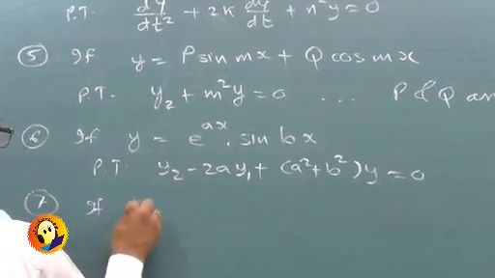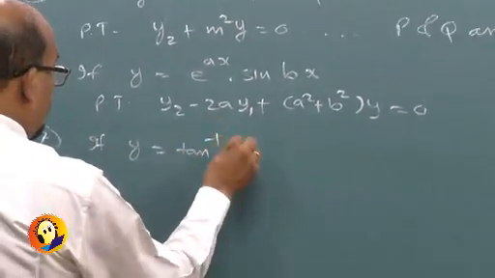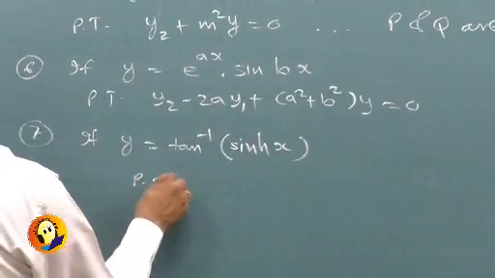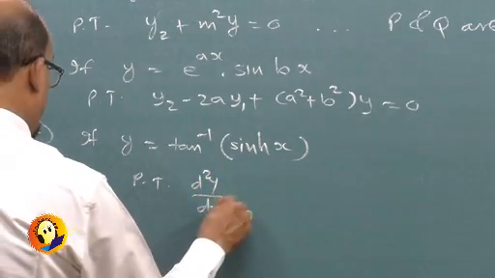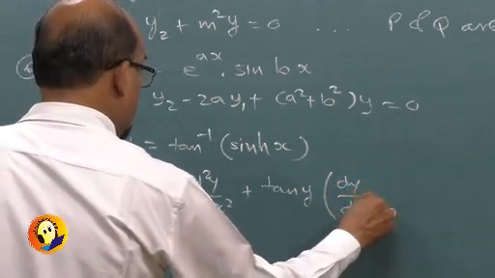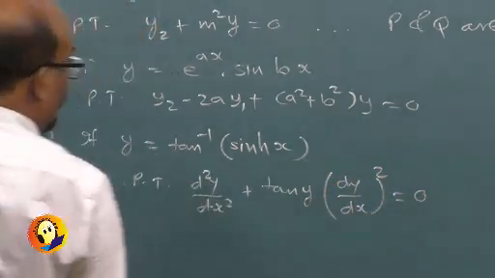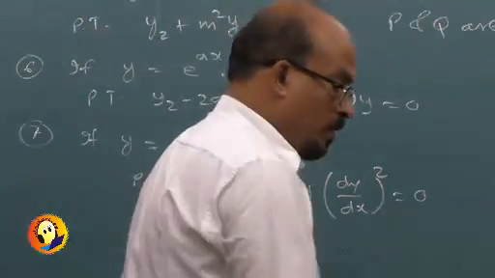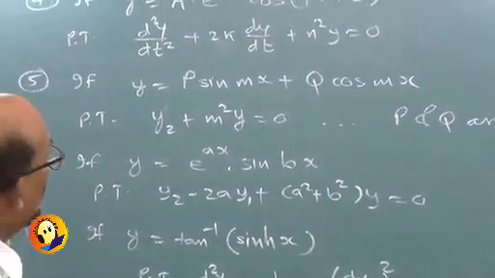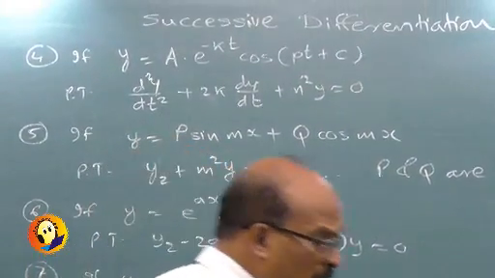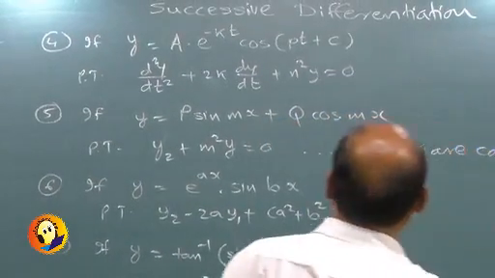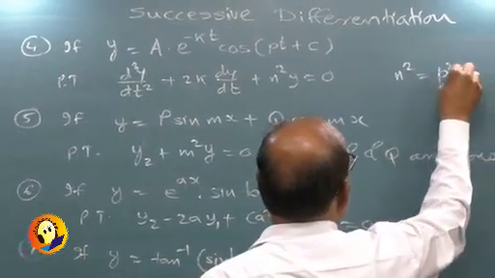If y equal to tan inverse of sin x, prove that d2y by dx square plus tan y into dy by dx bracket square equal to 0. N square, and what is n? N must be k square plus p square actually. N square is p square plus k square.